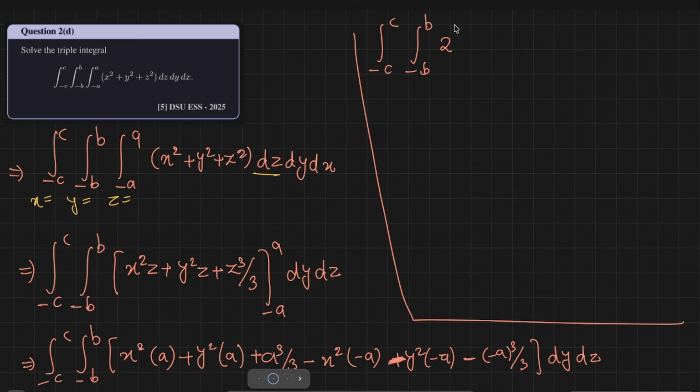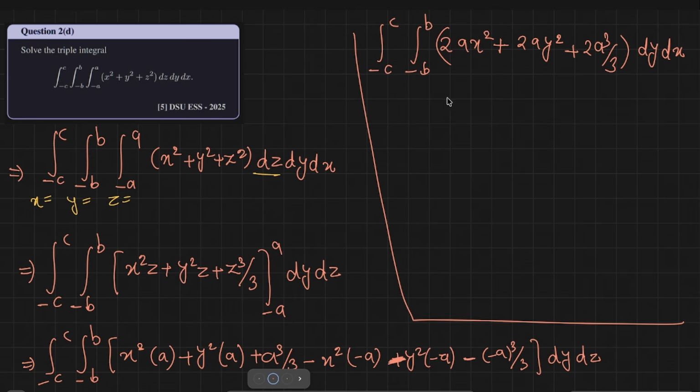Correct. Okay. From here, what you have to do? X square into a. So 2 of ax square plus 2 of a y square. This is a cube by 3. So plus 2 of a cube by 3. Okay, and then it is dy dx.